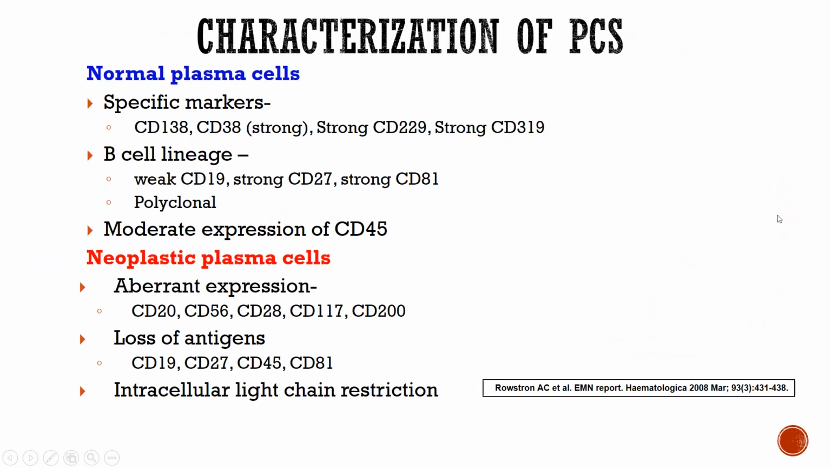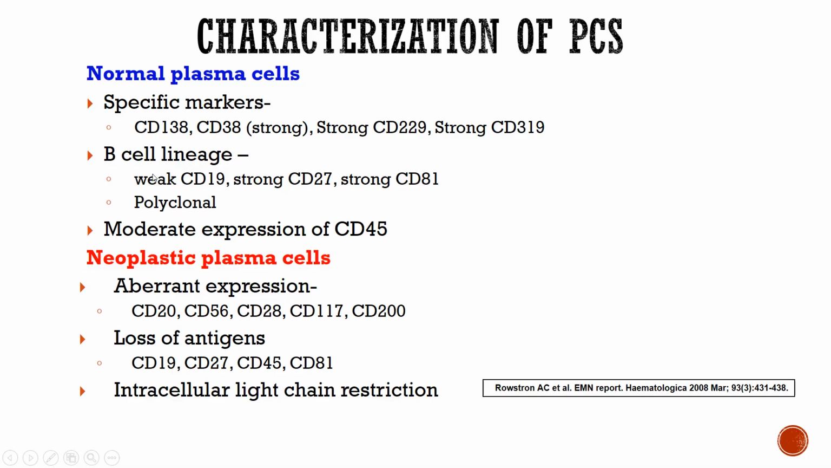Then we also have to know the expression pattern of normal plasma cells and abnormal plasma cells, so that we can identify plasma cells and then differentiate clonal abnormal plasma cells from normal plasma cells. As I've shown in the earlier slide, we use specific markers for the gating. First, to identify plasma cells we use CD138 and 38, and nowadays we are also using CD229 and CD319 for identifying the plasma cells, especially in patients who are receiving anti-CD38 therapy.